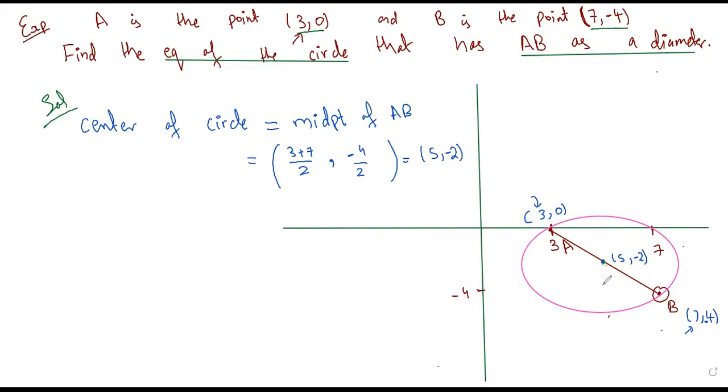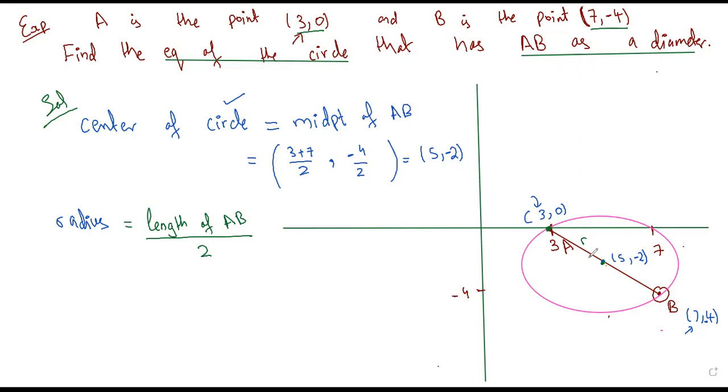So the center has turned out to be 5 and -2. Now, what is the next thing? We are done with the center. We need the radius. How do we find the radius? Basically, if this is the circumference point and this is the center, the distance between these 2 points is my radius. I know how to find the distance between 2 points using the distance formula, right? So radius would basically be the length of AB divided by 2, or it could be directly the length of the point A and the midpoint, right? So I will go about this way.